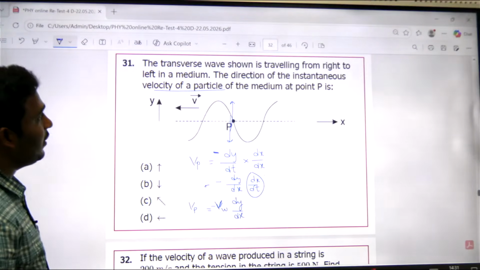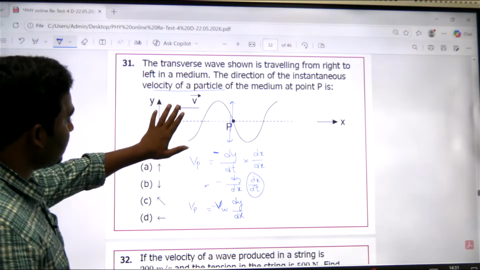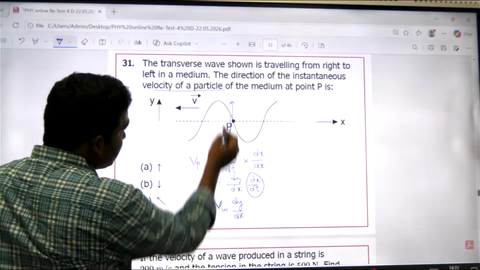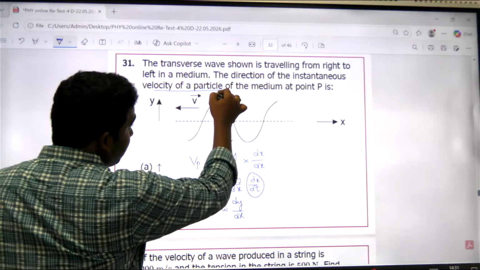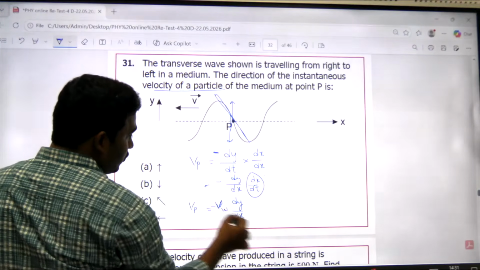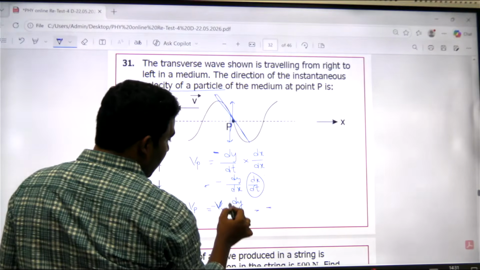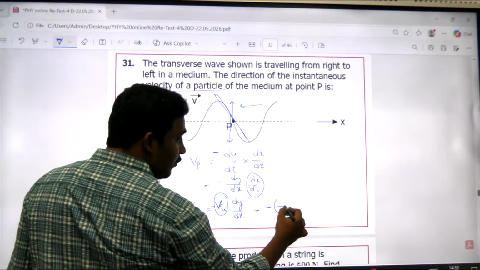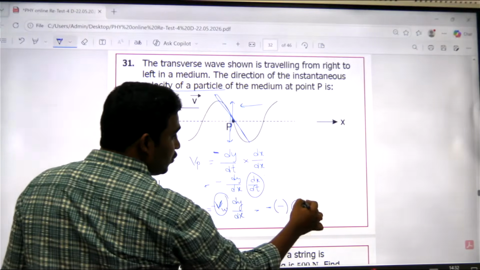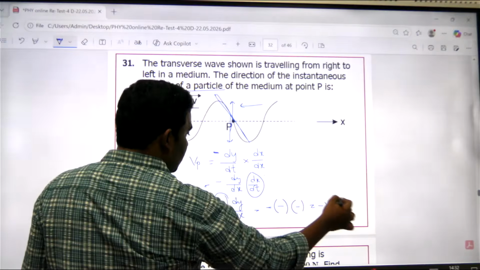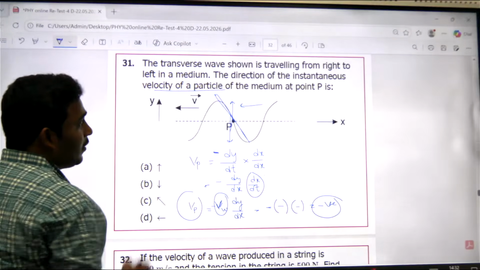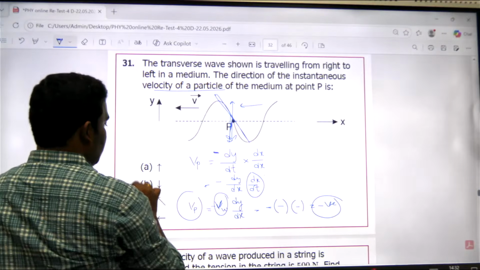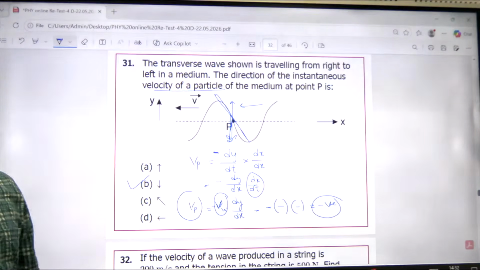What is the velocity of the wave here? Now can you see, this is y and this is x, and what is this dy by dx at this point? This is negative, so we have negative. And what is the velocity of the wave? The velocity of the wave is going in the negative direction, so that is also negative, and dy by dx is also negative, so your value will be negative. So can I simply say the velocity of the particle is moving in the negative y direction, in the sense your velocity is going in the downward direction, so it has to be option B.